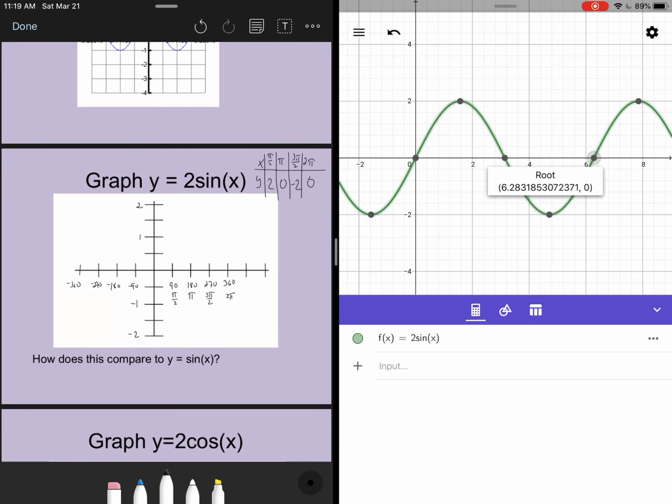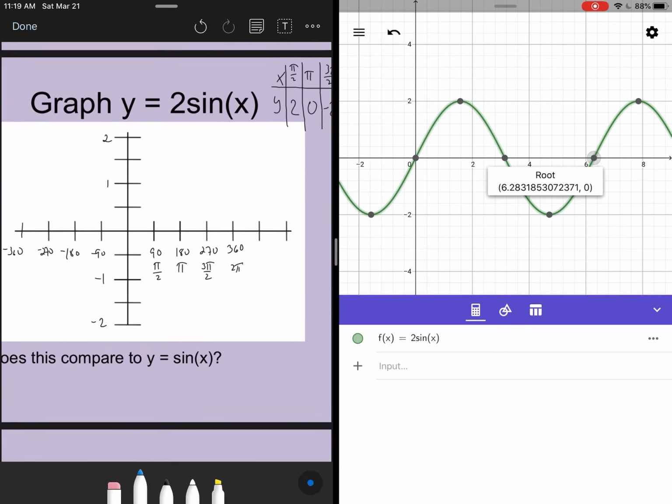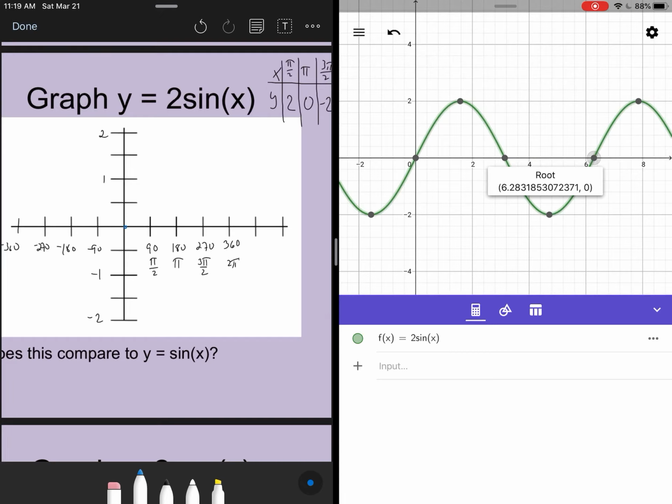Let's plot the positive values first. Here we have, okay, we know that sine at 0 is 0. We said at 90 it is 2. At pi, it's back down to 0. 3 pi over 2 is negative 2. And 360 is back at 0.